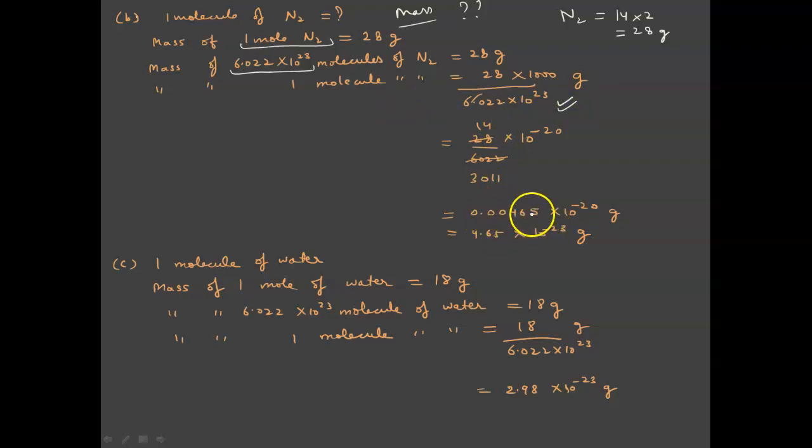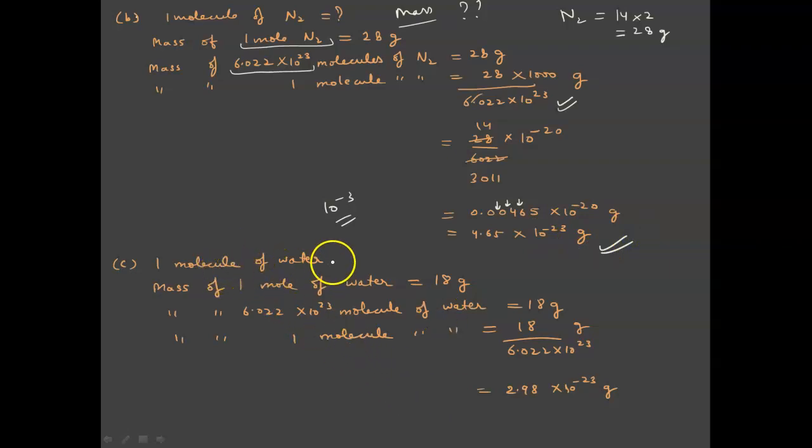After calculating this, we got the answer 0.00465. Using the earlier technique, we put the decimal 1, 2, 3 places toward the right, so we subtract 3 from the exponent. So the answer is 4.65 into 10 to the power minus 20 minus 3, that is minus 23 gram. The final answer is 4.65 into 10 to the power minus 23 gram.